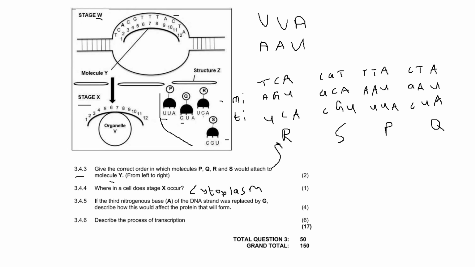3.4.5, if the natural base A of the DNA strand was replaced with J, describe how this will affect the protein that will be formed. If the third nitrogenous base of the DNA strand, or the third one of the DNA, so before, for this one, before we had T, that's the normal DNA. So the normal DNA that we have normally, this should be your answer. You can just do them like this now.